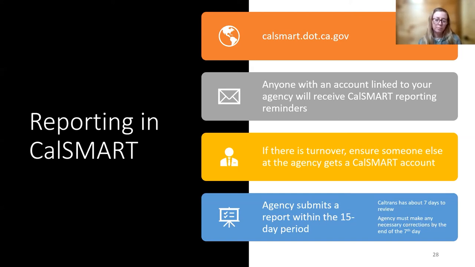So Caltrans typically opens the first of the month when that reporting period opens: January, April, July, and October. And then they have 15 days to report. After those 15 days, Caltrans has 15 days to review those reports, send them back for a correction, or approve them. So it's a tight time frame, so it's important to start early.